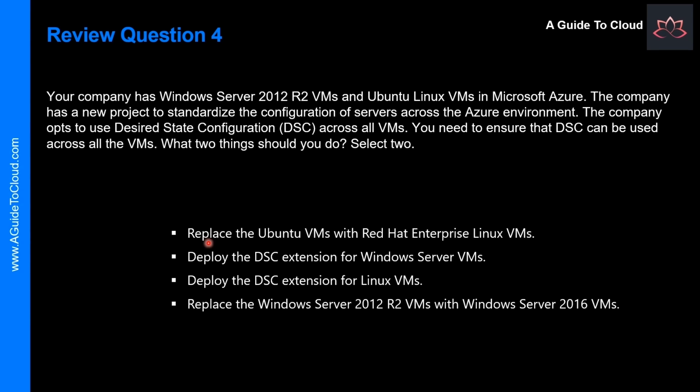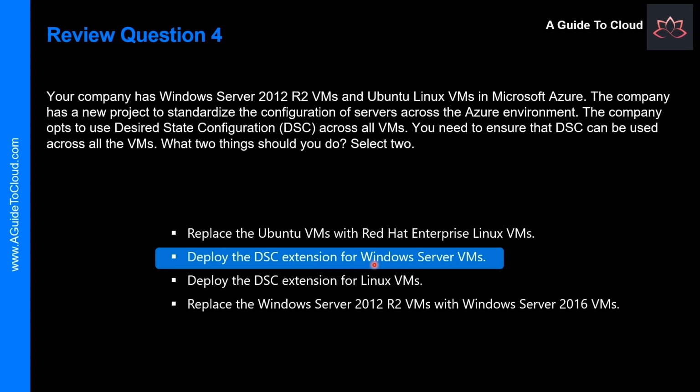Select two. So, is it going to resolve by replacing the Ubuntu VM with the Red Hat VMs? Definitely not. Is it by deploying the DSC extension on the Windows Server VM? Absolutely correct. And at the same time, because you have Windows Server and Ubuntu VMs, you need to deploy the DSC extension for Linux VMs as well. So DSC is available for Windows Server and Linux-based VMs. In this scenario, you just need to deploy the extension to the existing VM to start using DSC.